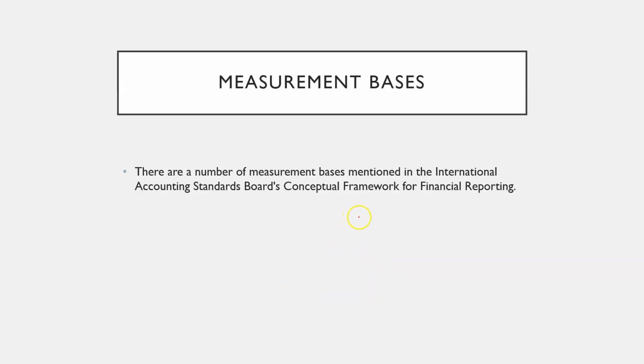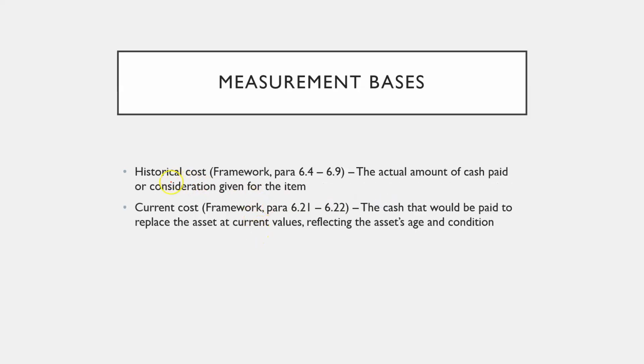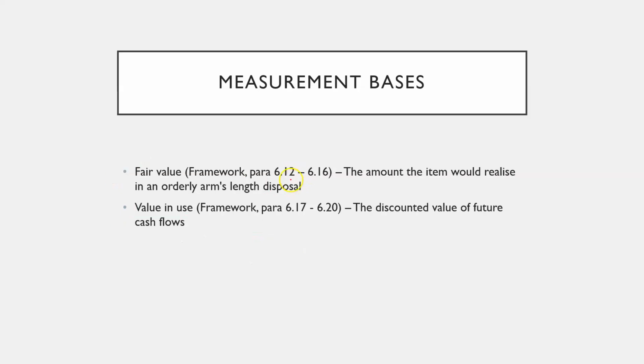Okay, so bases. There are a number of measurement bases mentioned in the framework, of course. Historical cost, which we know and talk about a lot. Current cost. So this is, again, like I say, dealing with the currency of events as to what's going on right now within the organization and trying to make it relevant. So all these ideas of this current cost, they appeal to the idea of relevance, if you like, and they give a better figure, so to speak, in terms of having a starting point to make a decision.